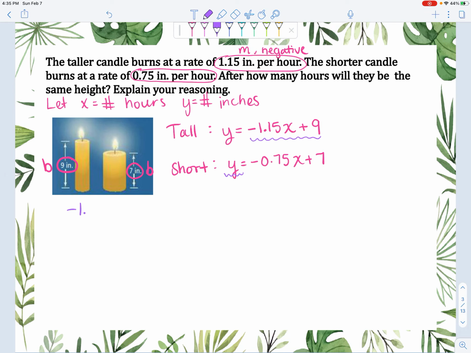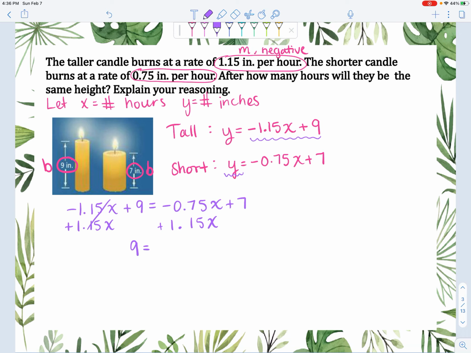Now, when I do this, I should only have one variable. And in this case, I'm only going to have x's. And I can attempt to solve for the x. I'm going to collect my variables to the same side. I'm just going to add this 1.15x to each side. I'm going to bring my 9 down, and I'm just going to use a calculator really quick to work that out.